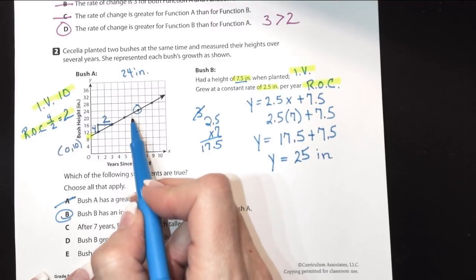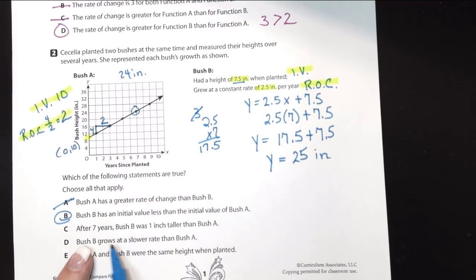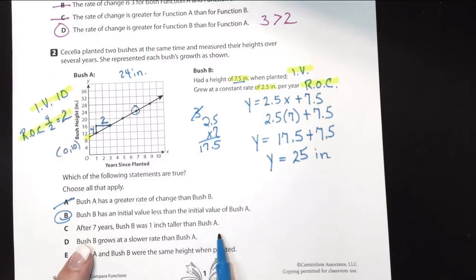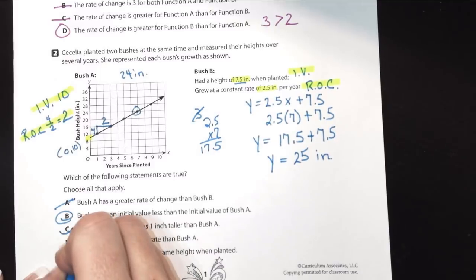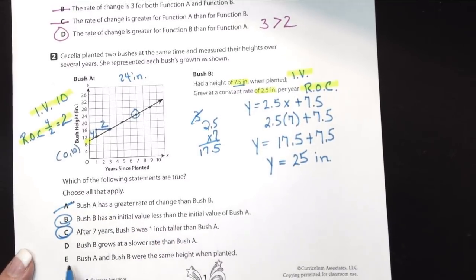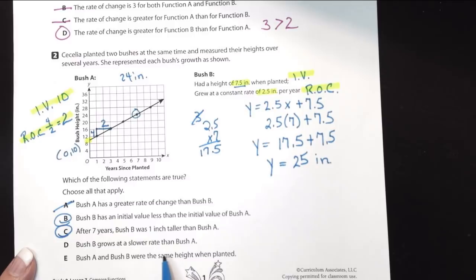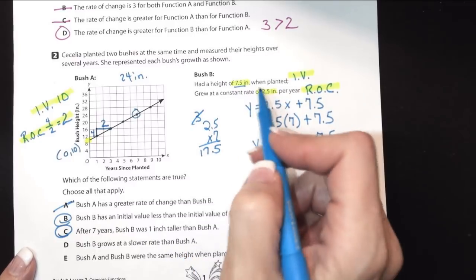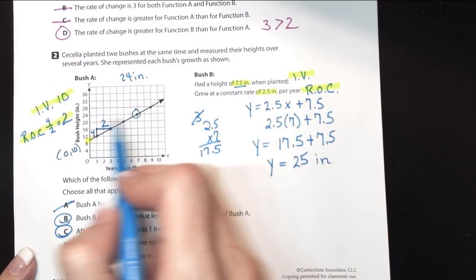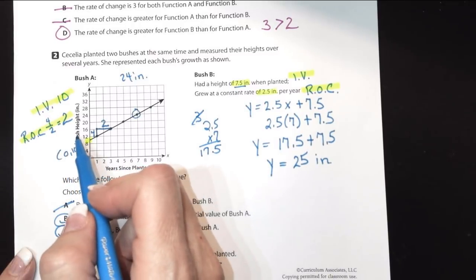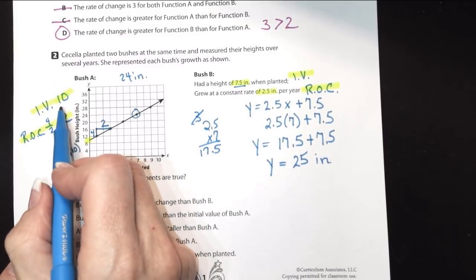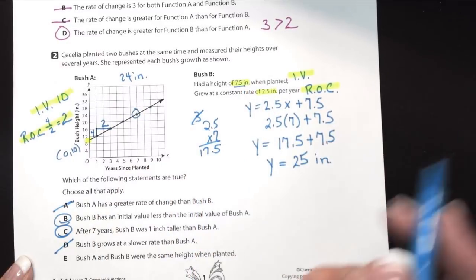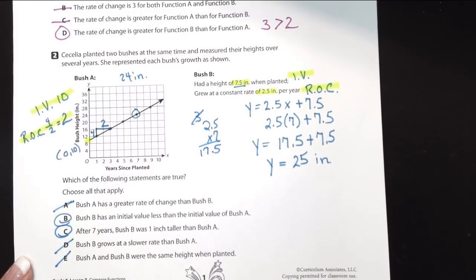This was 24 inches. And it says after 7 years, bush B was 1 inch taller than bush A. Yes, 25 is 1 more than 24. So C works. All right, then D says bush B grows at a slower rate than bush A. Well, this rate is 2.5. That is faster than 2, so no. Bush A and bush B are the same height when planted. No, this one started at 10 and this one started at 7.5. So no. Okay.